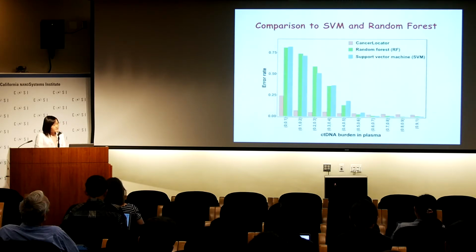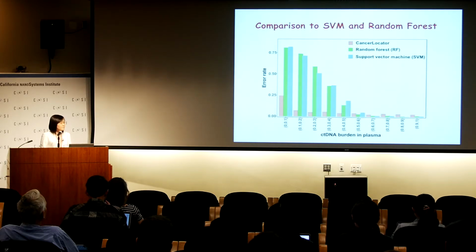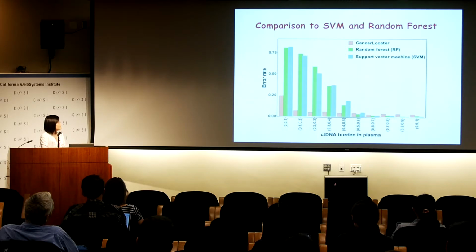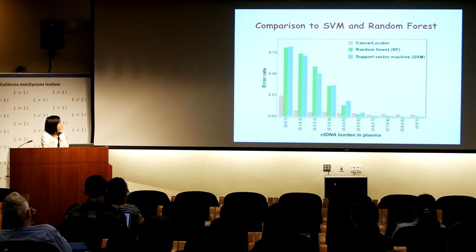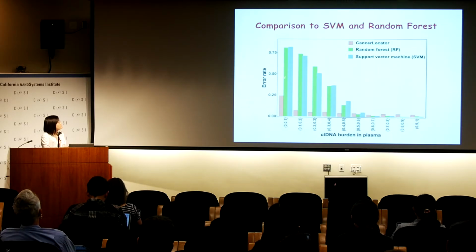So we compare our method to two popular machine learning methods, support vector machine and random forest. We exhausted the parameter space to choose the best parameters for each method and then compared the results. And we can see that when tumor burden is very small, like 0 to 0.1, that's below 10% tumor burden, CancerLocator's error rate is 0.25 in this range. But for random forest and SVM, the error rate is almost 80%, 75%.